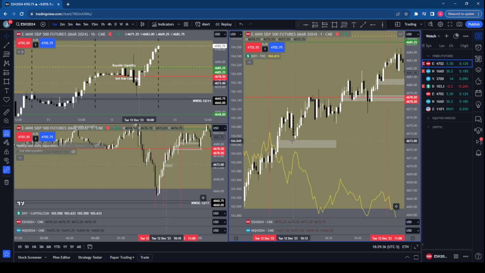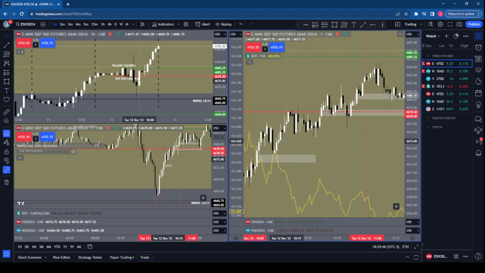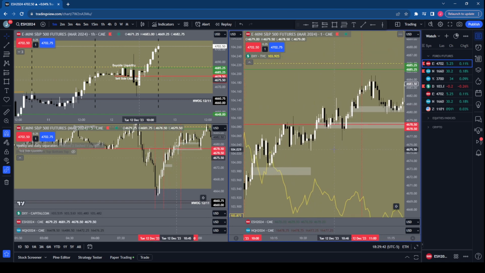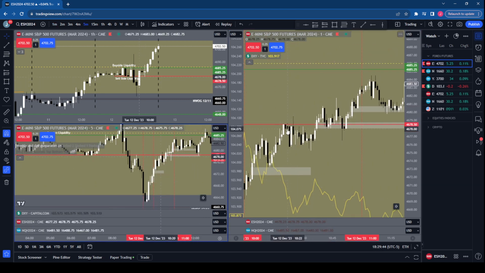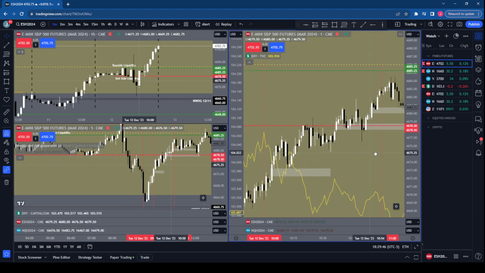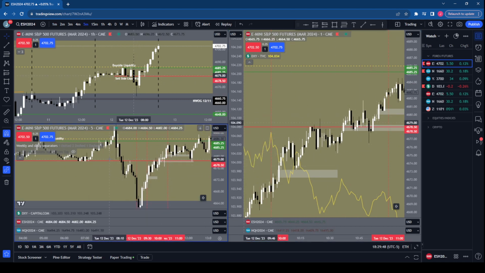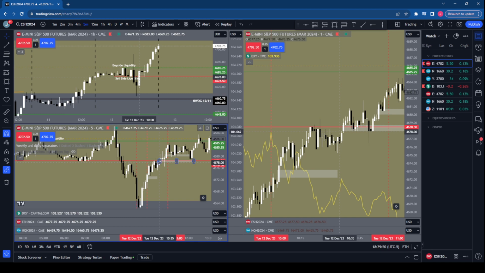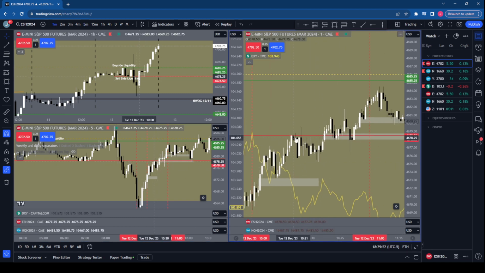Now, let's go under the assumption that you wouldn't have got in here on a limit. So we still haven't got in, and we're going up. Finally, right around here, we see a market structure shift on the 5-minute.